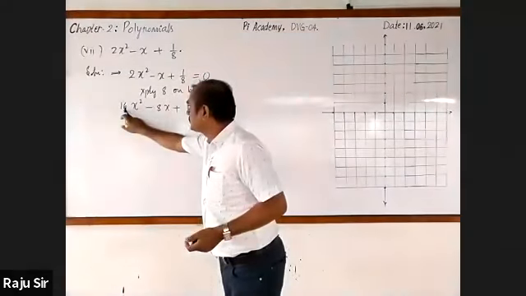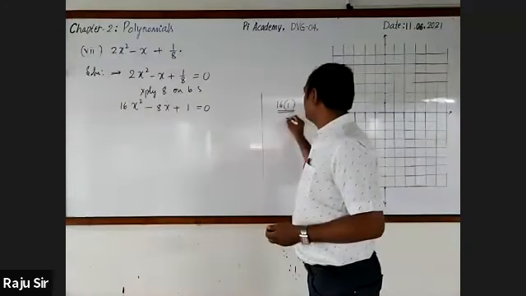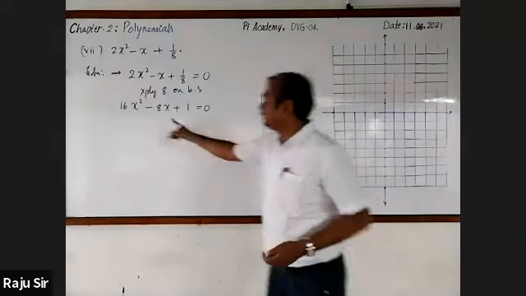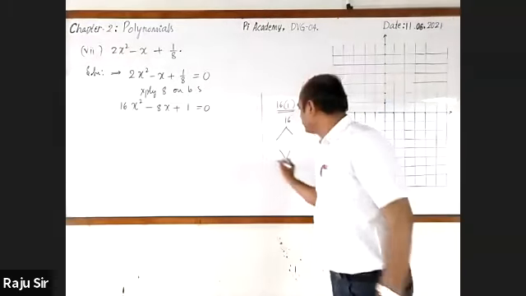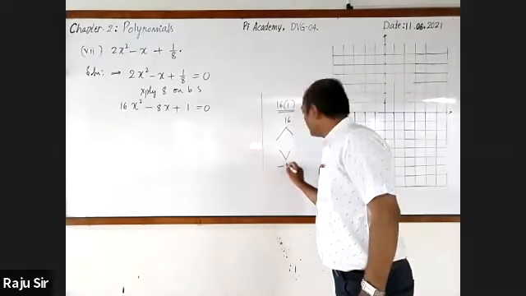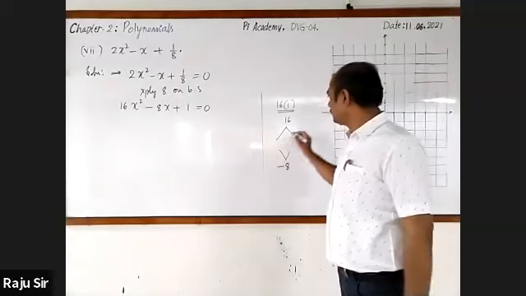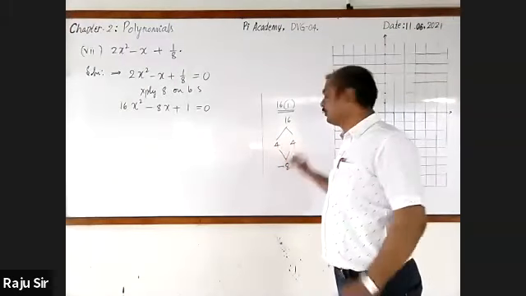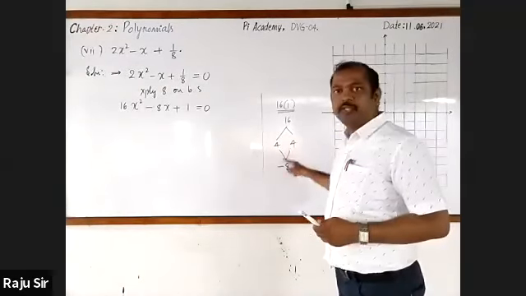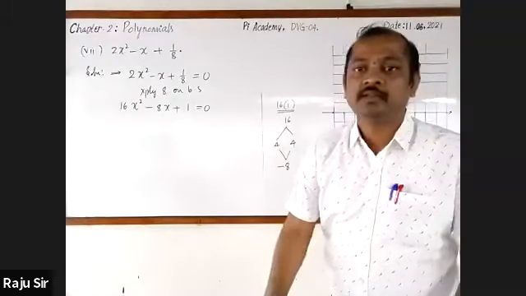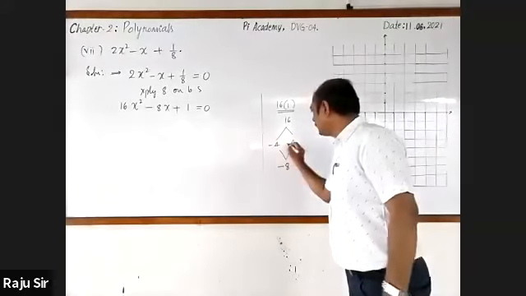Multiply first and last term. Here 16, here 1. This is 16, sir. It is 16. And the middle term is minus 8. Now let's go for taking the factors. Very good. Here 4 and 4. 4 fours are 16. 4 plus 4 is 8. But we want minus 8. Then what? Correct. It is minus 4 and minus 4.